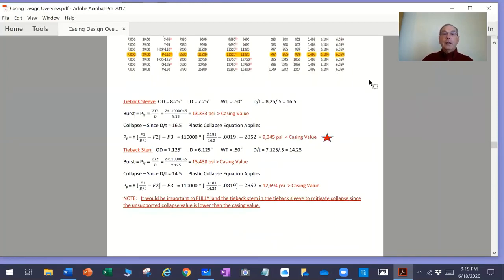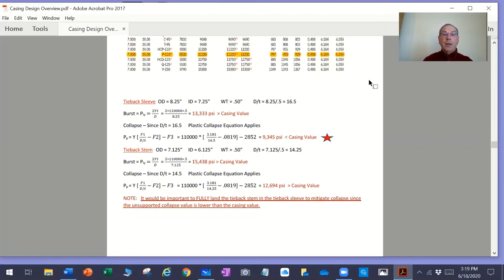If we take a look at that exercise that I just made up, the OD of the tieback sleeve is 8 1/4, and the ID is 7 1/4. So it has a wall thickness of 1/2 inch. So the D over T ratio is 8 1/4 divided by 0.5, which is 16.5. If we look that up, we'll see which equation to use for collapse. But first we can calculate burst.